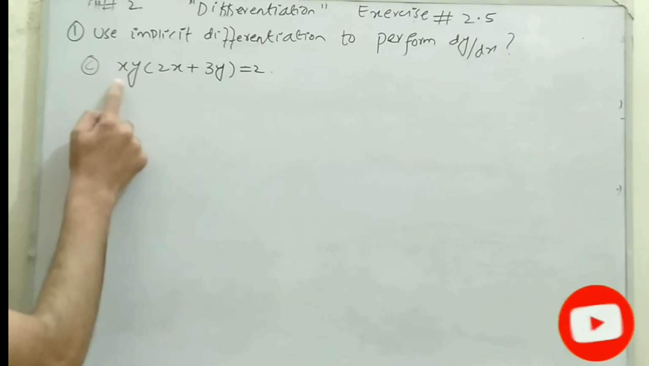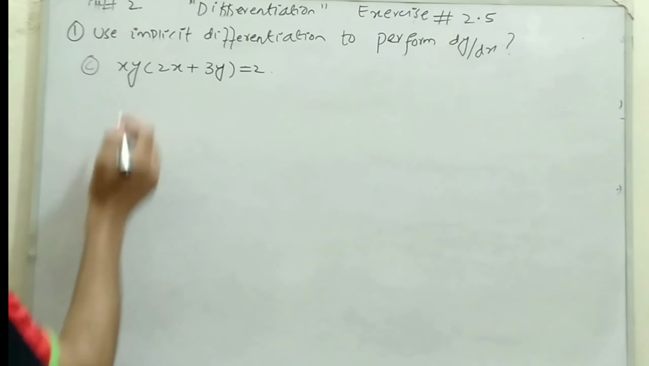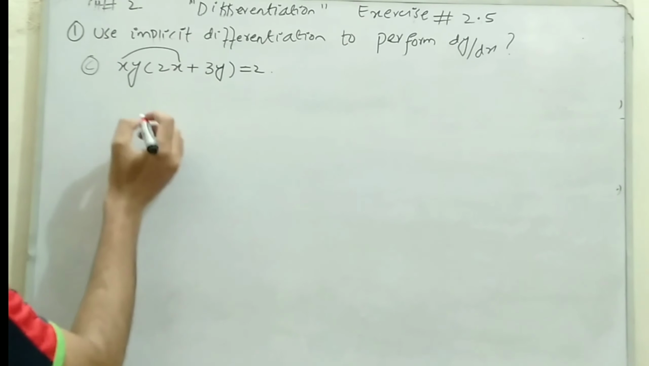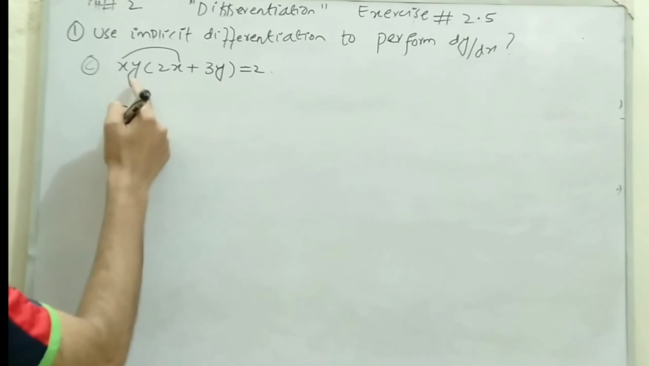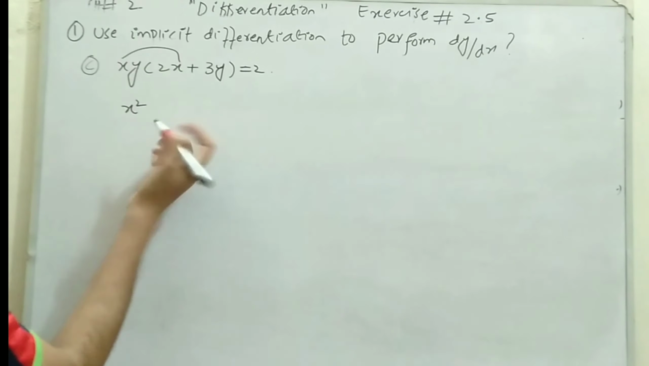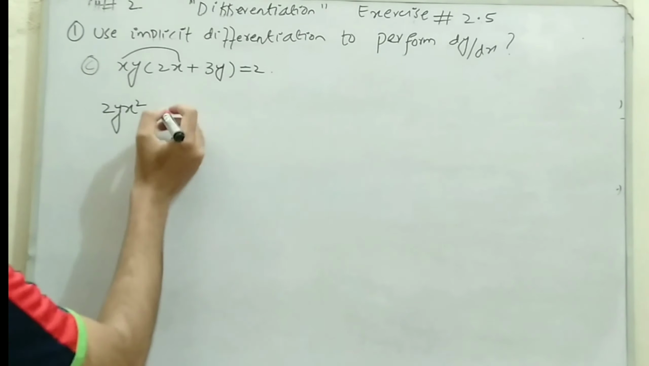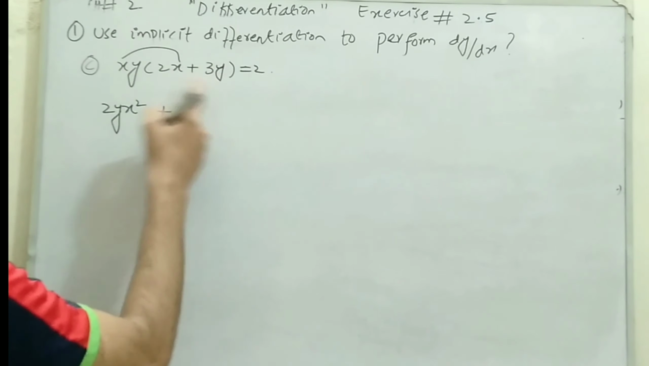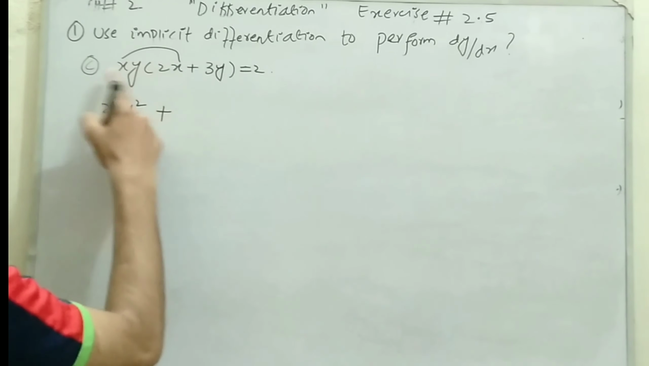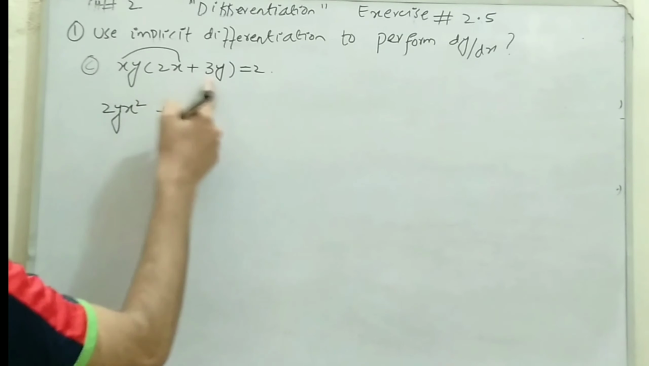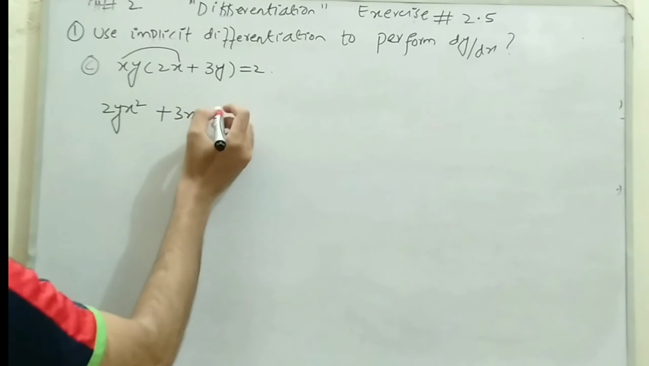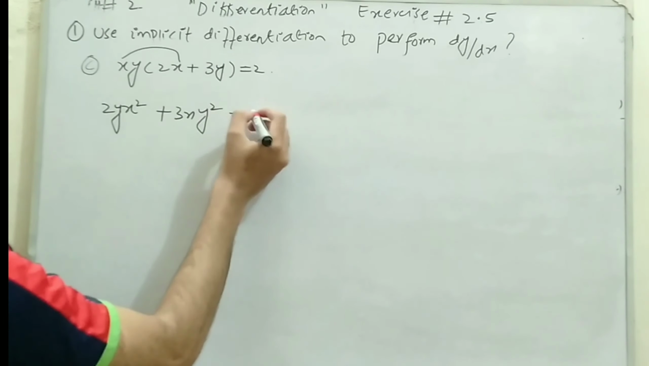First we are going to multiply xy with 2x and 3y. So x multiplied by x gives us x square, and y multiplied by 2 gives us 2y, so it becomes 2y times x square. After this, plus 3y multiplied by xy gives us 3x, and y multiplied by y gives us y square, so 3xy square will be equal to 2.